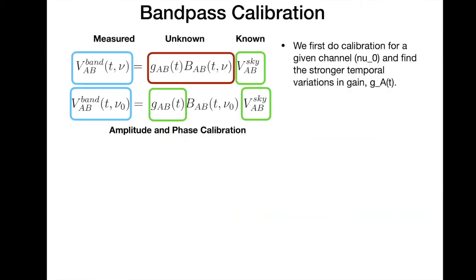Okay, so what do I do? Let's look at what I have. I have this quantity which is measured. I don't know either of these. And I have now a known visibility because I'm looking at a bandpass calibrator source. As I said, if it's a point source, you are good, so the visibility model is very good. If it's not a point source, you still know what the visibility looks like. So then this is known, you are all right.